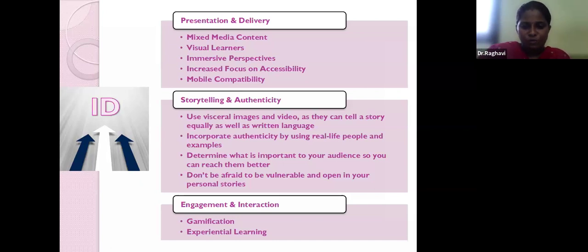So we just spoke about gamification, experiential learning. So when we utilize these kind of approaches, learners will be more fully engaged in their learning process. So higher order thinking skills, problem solving. So when you bring in this kind of engagement activities, I think this gets retained in the brain for longer time. So these are certain things that I wanted to share with you.